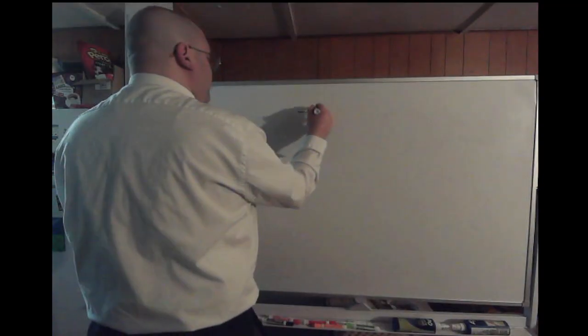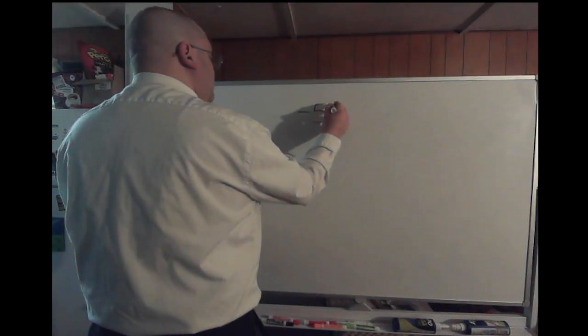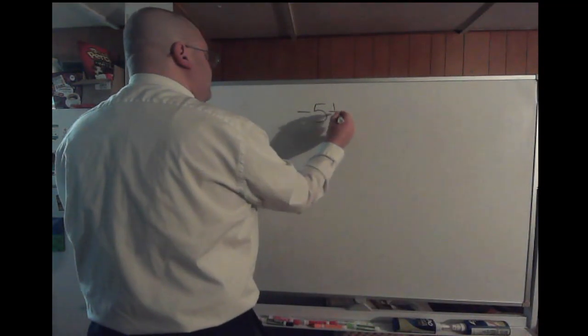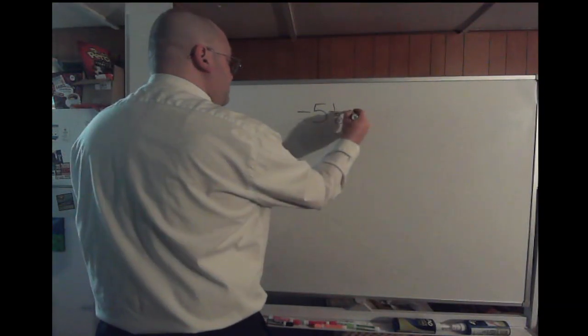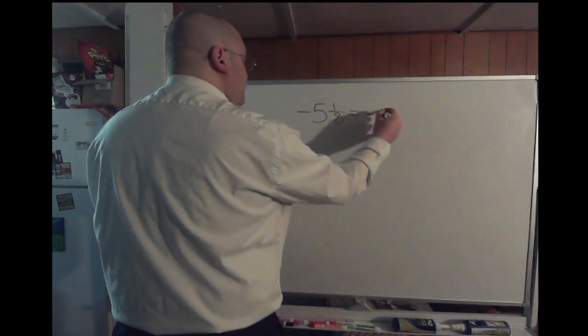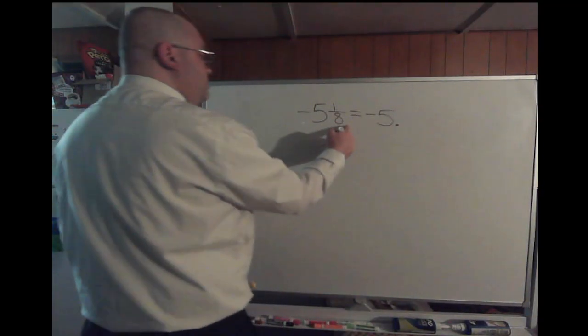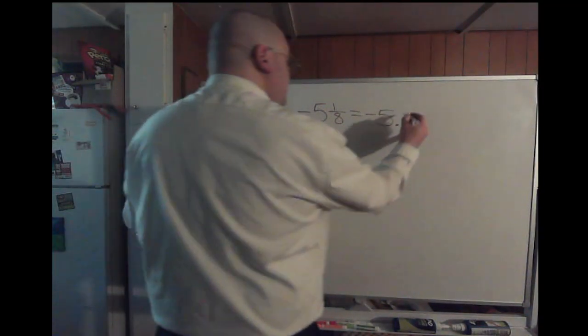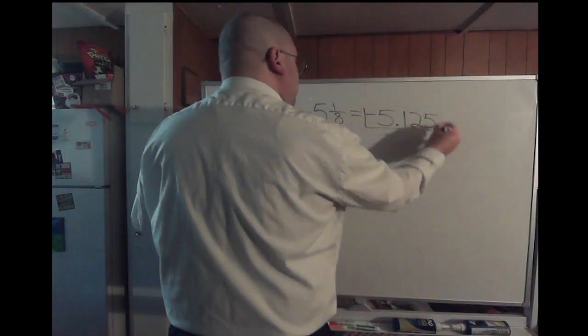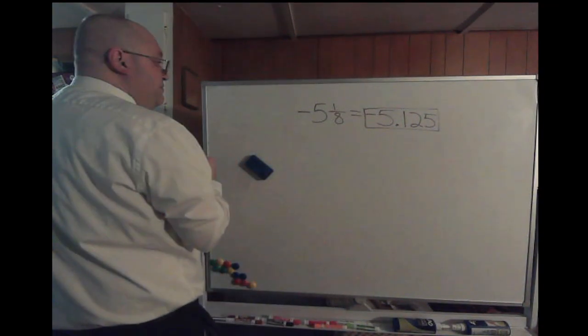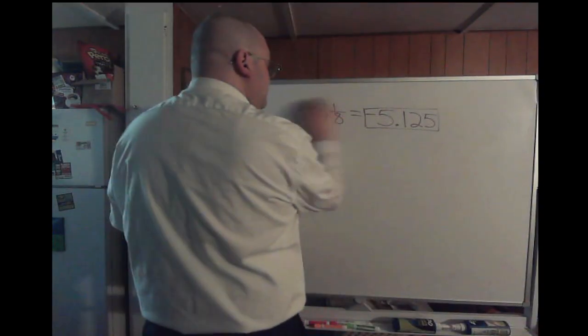Alright, negative 5 and 1/8. Of course you'll have your negative 5 to start with, then some decimal point, and then what's 1/8? That's 0.125. So the answer you would get is negative 5.125 for negative 5 1/8. So yeah, we can use a calculator. We can convert decimals all day.